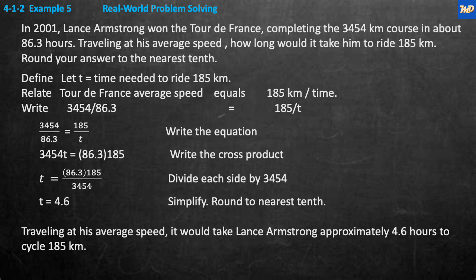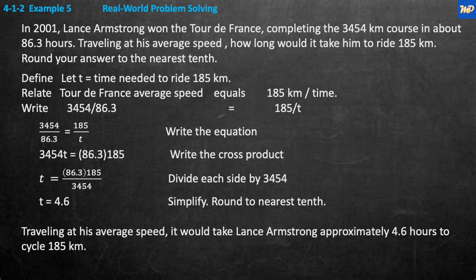In 2001, Lance Armstrong won the Tour de France, completing the 3,454-kilometer course in about 86.3 hours. A lot of bike riding there. Traveling at his average speed, how long would it take him to ride 185 kilometers on a different venue, so to speak? We'll be using his average speed. And what is his average speed?